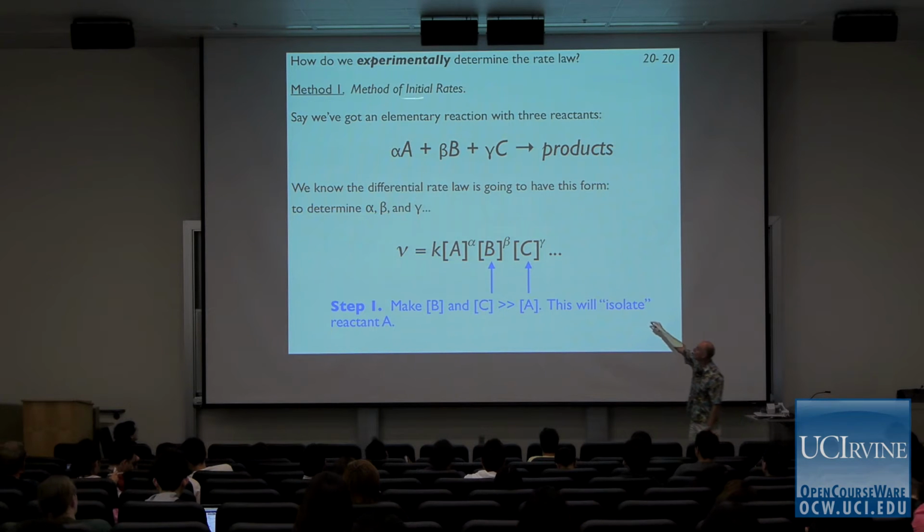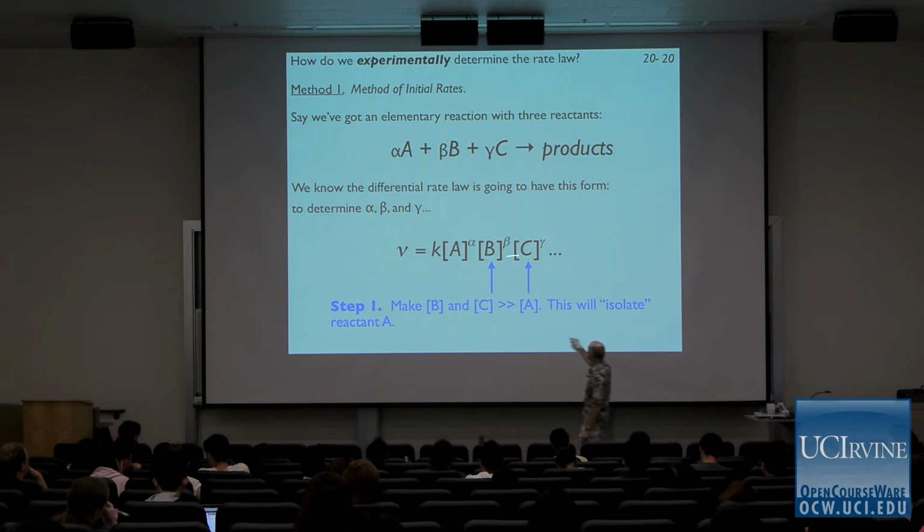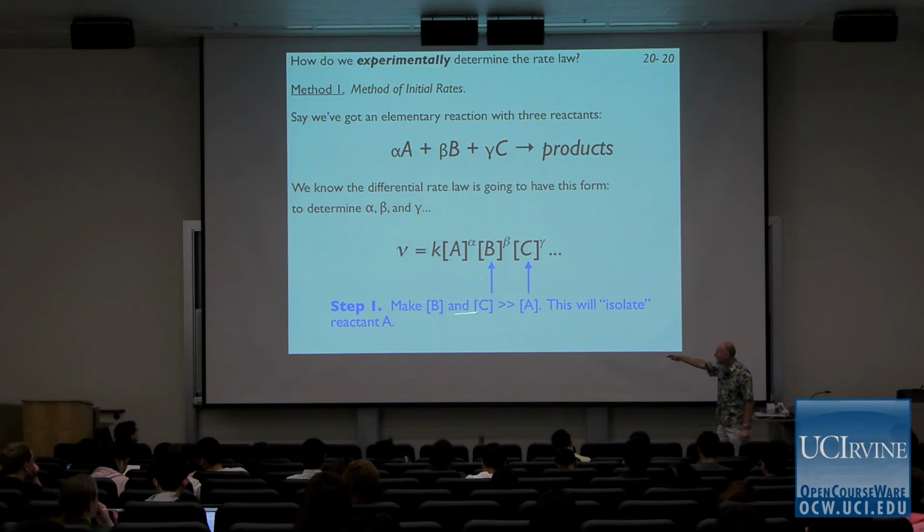The first is called the method of initial rates. The basic idea is very simple. We want to design this reaction so that the overall rate of the reaction only depends on one reactant at a time. That's the key. So to do that, we're going to make 2 of these other reactants large, much larger than A. How do we know when it's much larger than A? Let's say that A is 1 millimolar. We might start off by making B and C 1 molar, a factor of 1,000 larger.